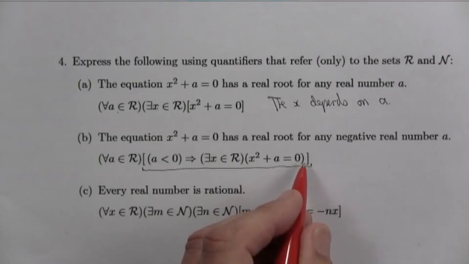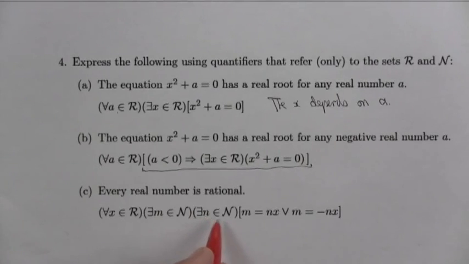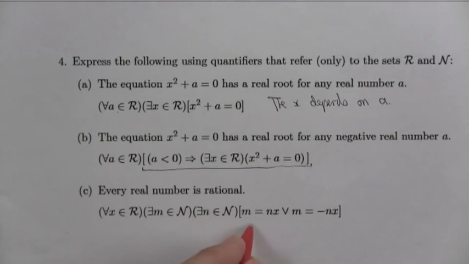Okay, let's look at part C. Every real number is irrational. Okay, that comes out as the following. For every real number x, there's a natural number m and there's a natural number n, such that m equals nx, or in other words, m divided by n equals x.